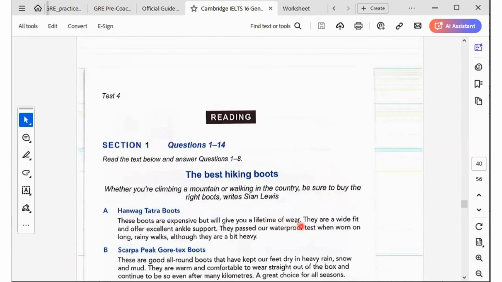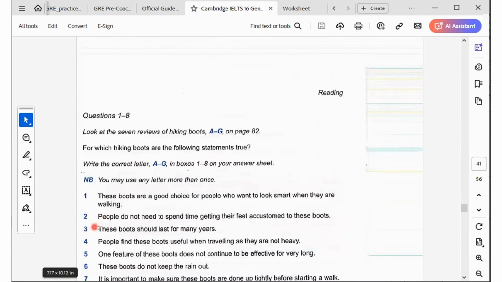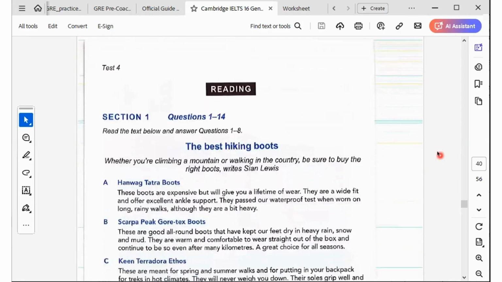Can you see paraphrasing? This is IELTS for you. Expect a lot of what? Paraphrasing. Okay? So what am I going to match to paragraph A? Paragraph A is matched to statement 3. These boots should last for many years. So the answer to number 3 is going to be what? The answer to number 3 is going to be A. Okay? Number 3 is going to be A. So let me go back to that paragraph and continue.